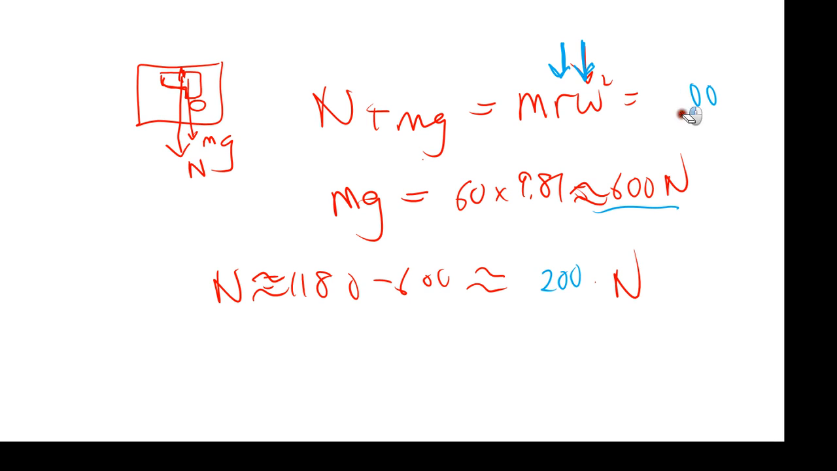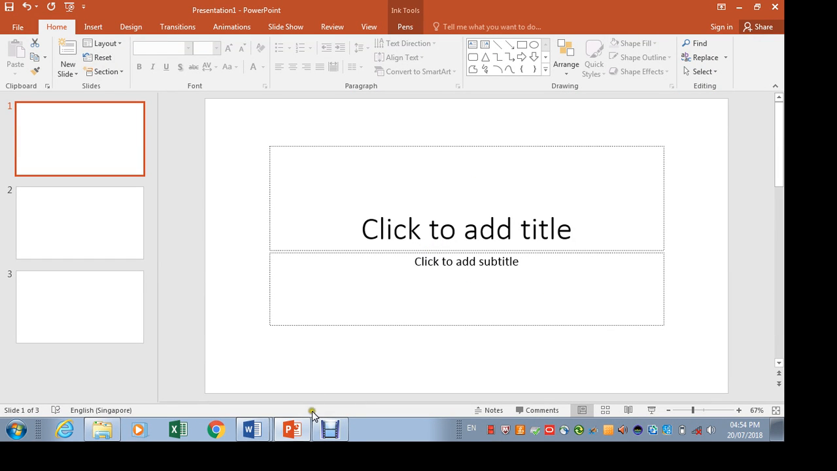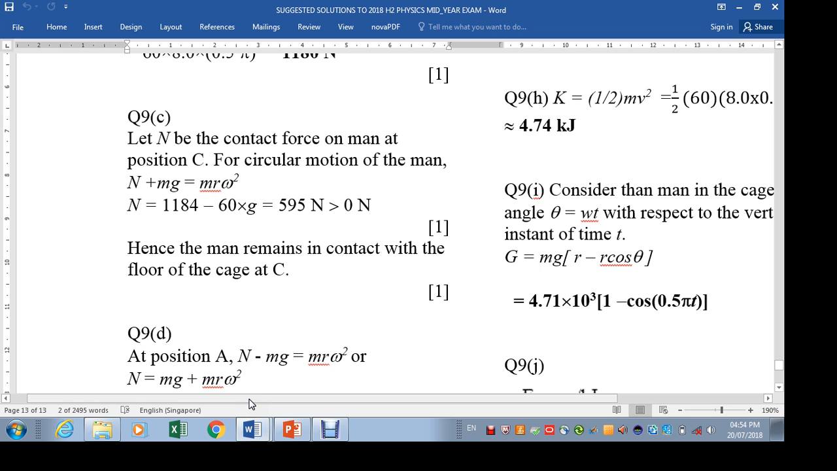Yes. Can I slow it down further? I slow it down to 600. This will become 0. Just lose contact. Can I slow it down even further? Yes, 400. I don't think this guy can even reach the top. Halfway, he will fall off. Okay? So this is an important concept to grasp for all exams in the future.